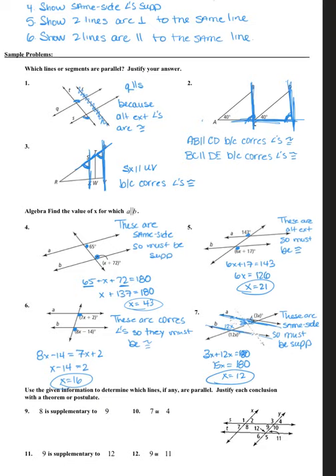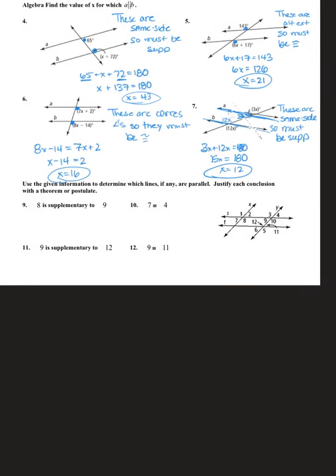All right, that takes us down to one last section here. And this is the last section on the homework as well. So it says, use the given information to determine which lines, if any, are parallel and justify each conclusion with a theorem or postulate. So you're going to use one of those 6 methods. So number 9 says 8 is supplementary to 9. So I'm going to look over here. Here is 8 and here is 9. So those are on these lines here.